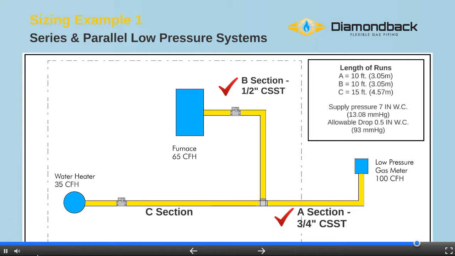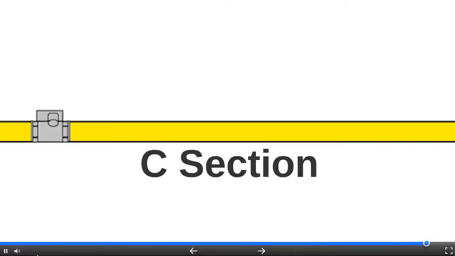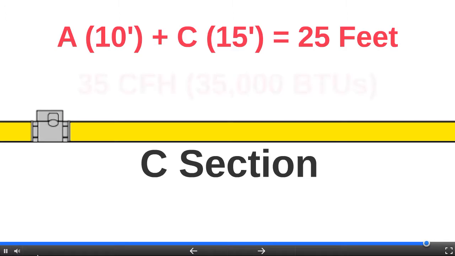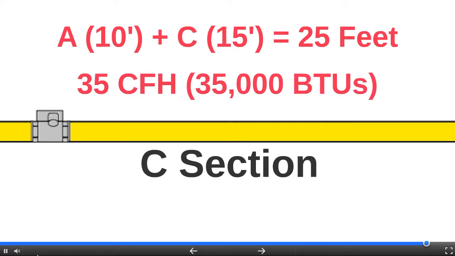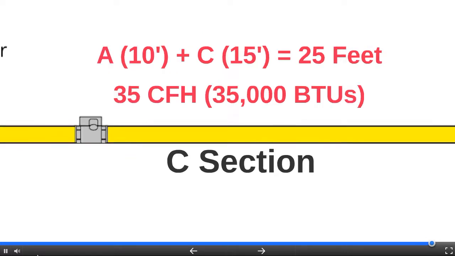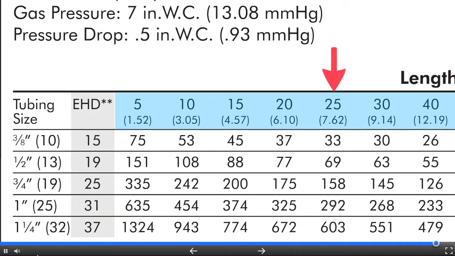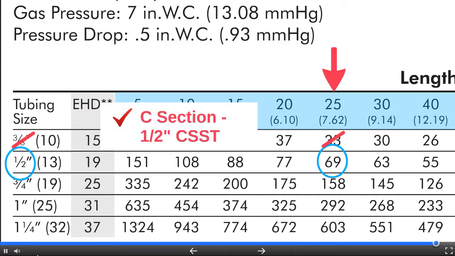To size section C, determine the length of run from the meter to the water heater and the load delivered. A plus C, or 10 plus 15, equaling 25 feet. The load on that run is 35 CFH, or 35,000 BTUs. Table N1 shows that the 3/8 inch tubing has a maximum capacity of 33 CFH, so that is too small. The correct size, then, for that run is 1/2 inch.